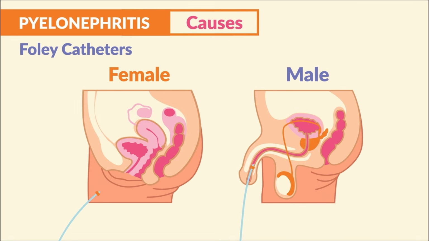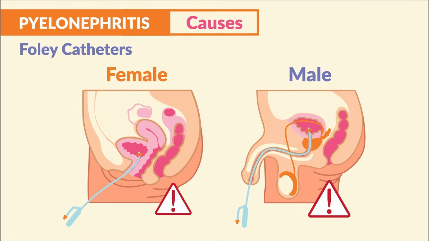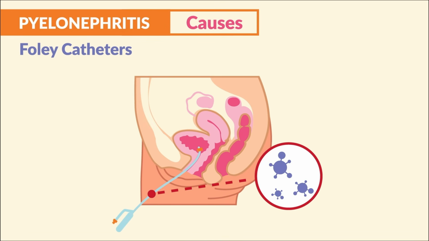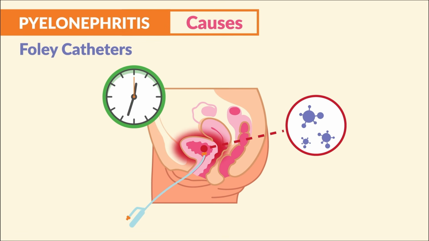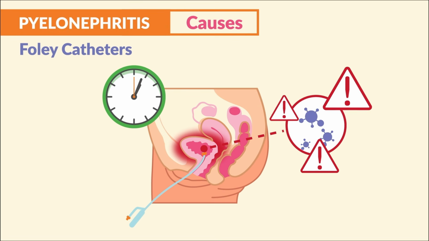Another big cause in the hospital setting is from Foley catheters. Bacteria can easily climb up the Foley tube and infect the bladder. So the longer the catheter stays in, the higher the risk we have for infection.